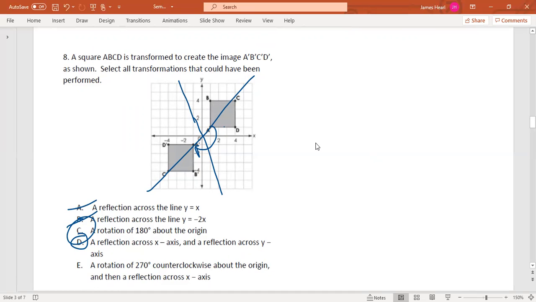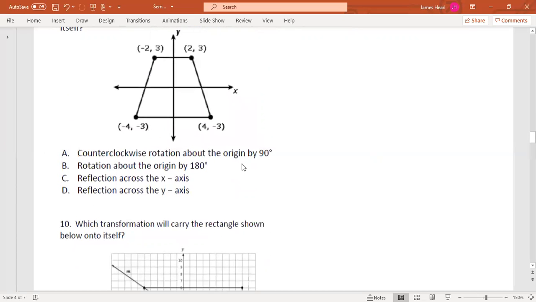And then a rotation of 270 degrees counterclockwise. So if we go 270 counterclockwise, we end up here. And then we're going to flip it across the x-axis, which is going to put it right back where it started. E's out. E turns it back into itself, not into the one on the other side. So only C and D will work for that one.